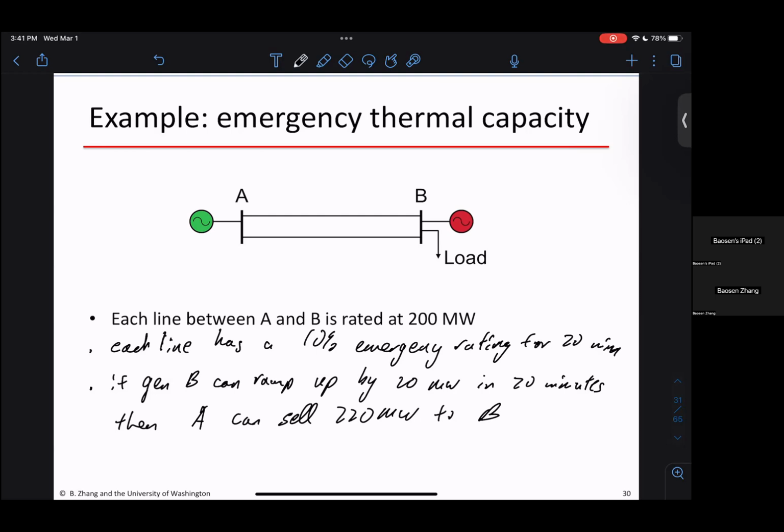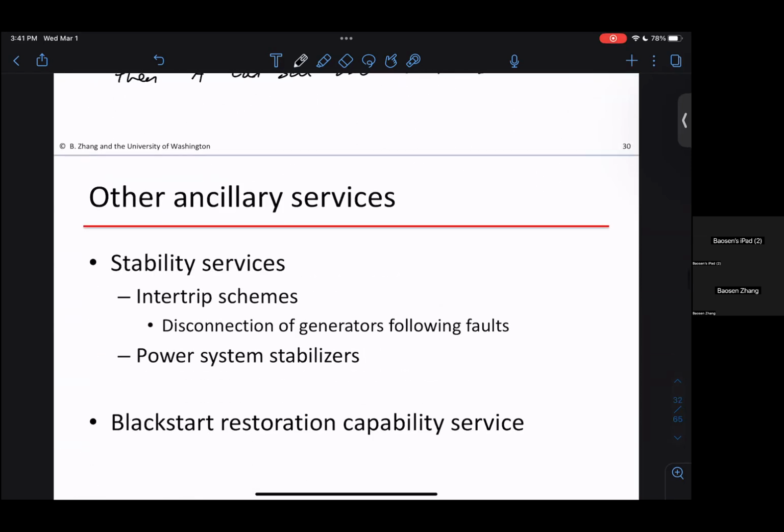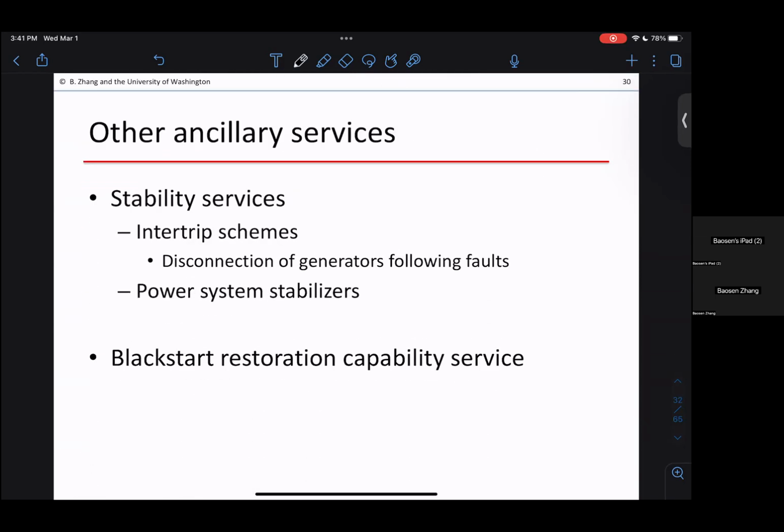Question? Okay, all right. So this is the thermal limit. Again, we're not going to really consider transient and voltage stabilities, they are beyond the scope of this class. Transient and voltage stability are in some sense technically more interesting, but they require a lot of details about power system modeling that we're not going to do.